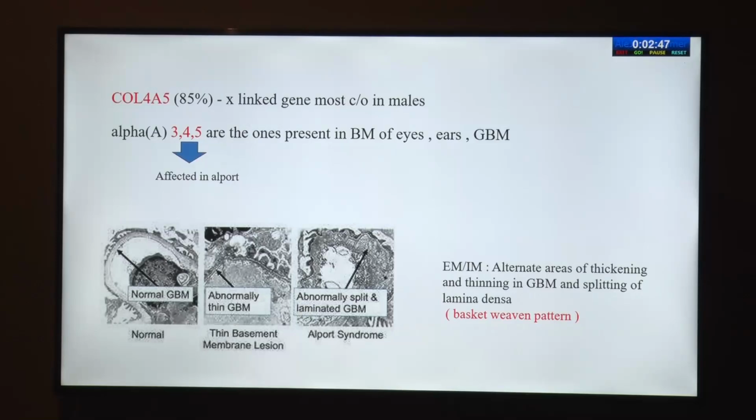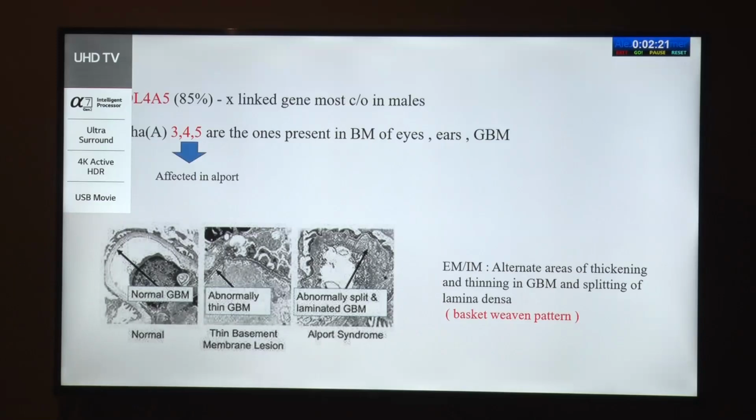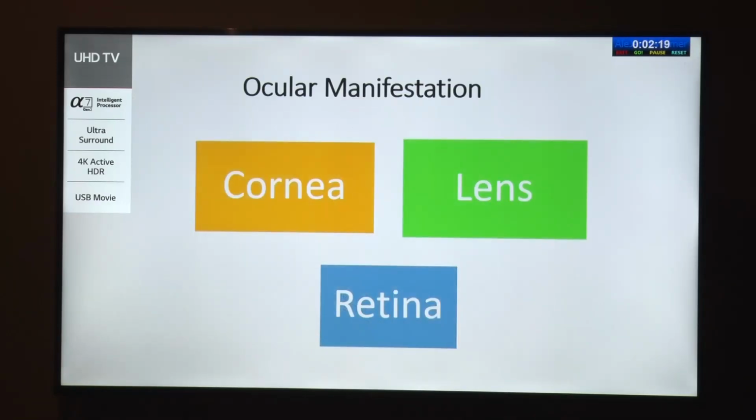The main gene affected is the COL4A5 gene, which is X-linked, most commonly seen in males, and all the females are carriers. A total of 3 genes are affected, that is COL4A3, 4, and 5, which are all present in the basement membrane of the eyes, ears, and the GBM. In electron microscopy, we will see alternate areas of thickening and thinning of the GBM and splitting of the lamina densa, which gives the basket weaving pattern.